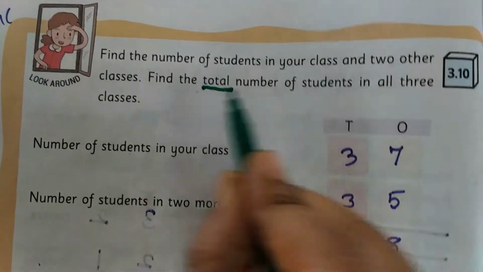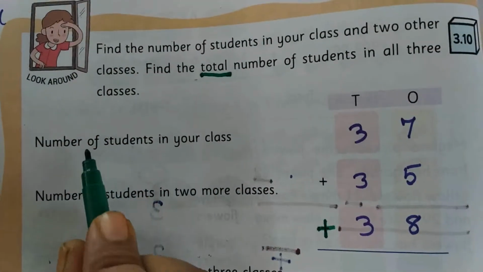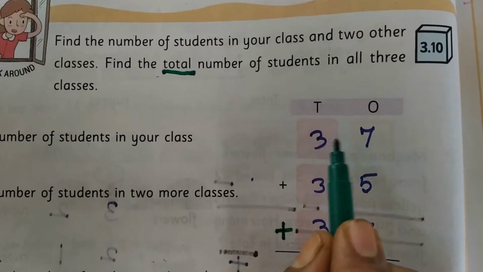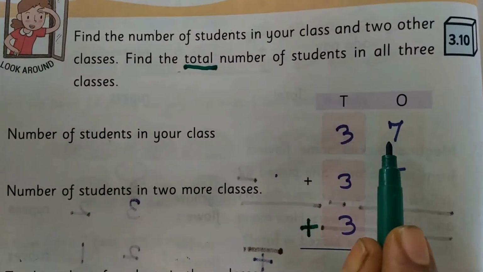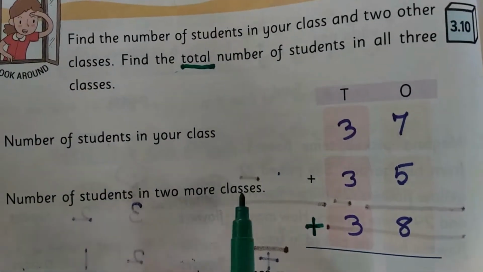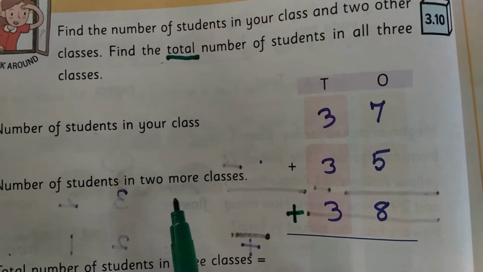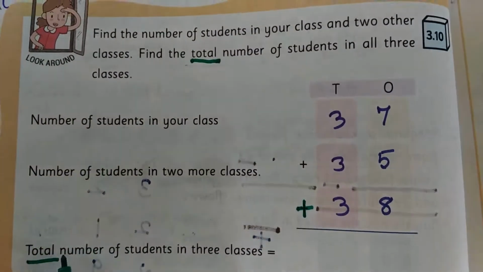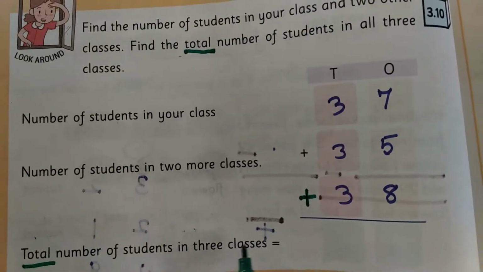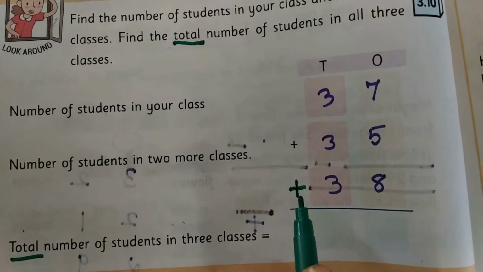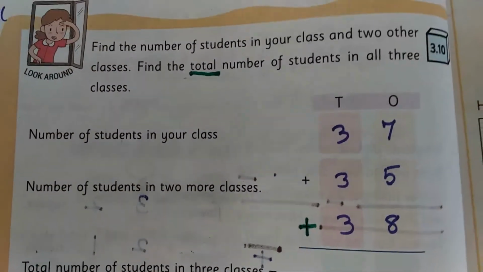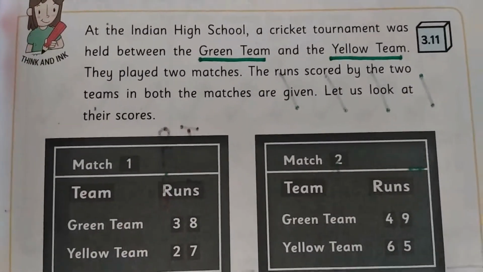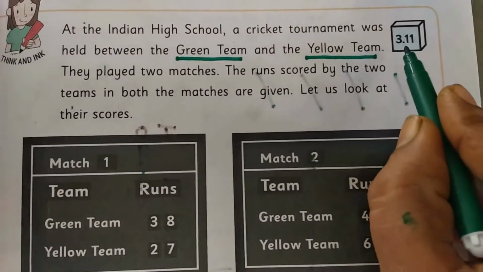Total number of students. Okay, total means you want to do the addition. See here, first they have given number of students in your class. In your class, total number of students you want to take and write. Here, for example, I have given 37. Number of students in two more classes. Two more classes means in the other two sections, how many students are there, you want to take and write here. What they are asking is the total number of students in three classes. So total means you want to do the addition. Sit along with your parents, and this is homework. Complete this activity.